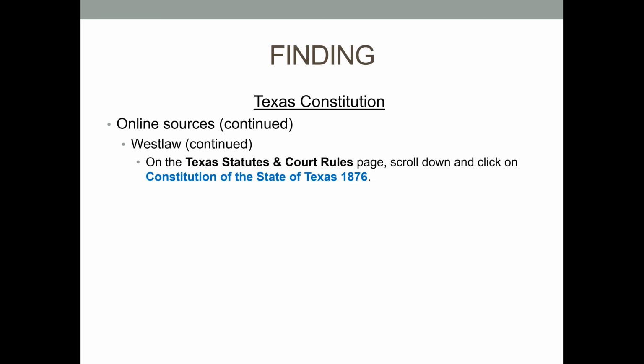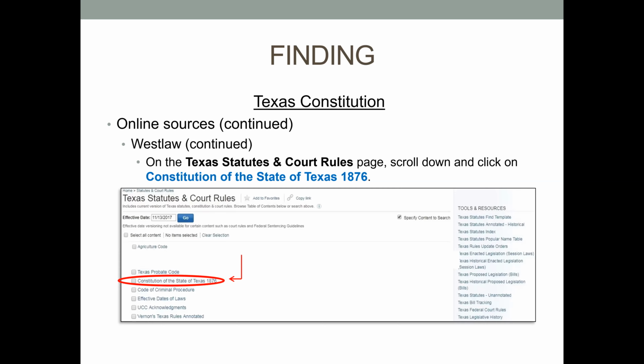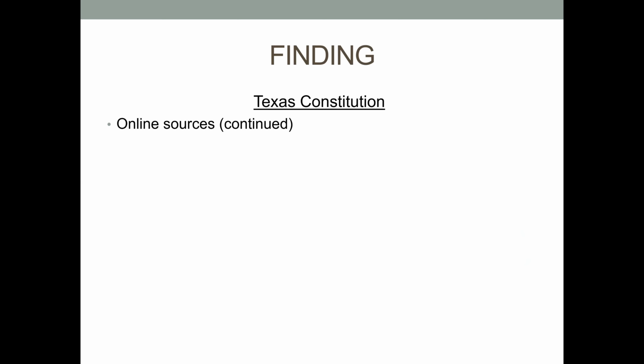Then that will take you to the Texas Statutes and Court Rules page. Once you're on that page, scroll down until you see on the left the link for Constitution of the State of Texas 1876. If you click on that, just as with the United States Constitution, you will see an outline of the Texas Constitution, and then you can browse it and find the provision you want to read. Now, you can also find it on Lexis, of course.